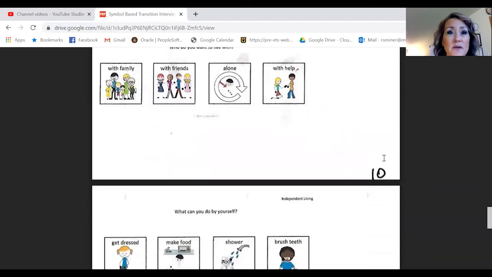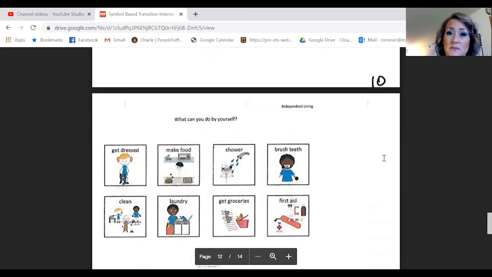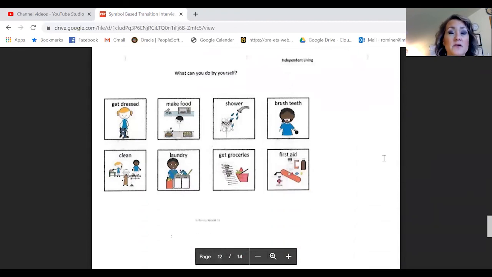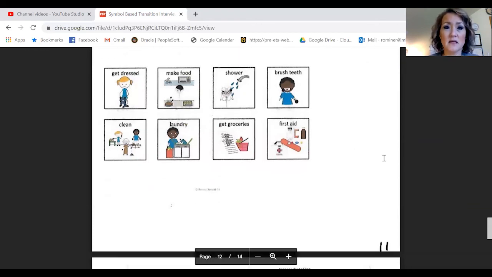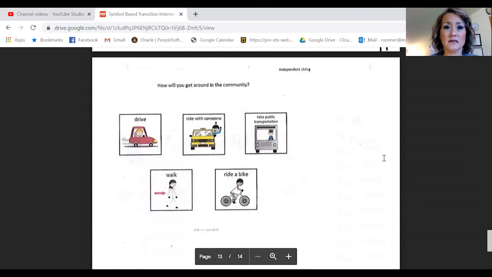Good question to ask, because your student needs to know, do they need support? Do they need help? What can you do by yourself? Can you get dressed, make food? Can you take a shower, brush teeth, clean the house, do laundry, get groceries, administer first aid? These are all really good questions, and you probably know some of the answers, but it's really good to ask your student and just see what their feeling is about their confidence level with those activities.